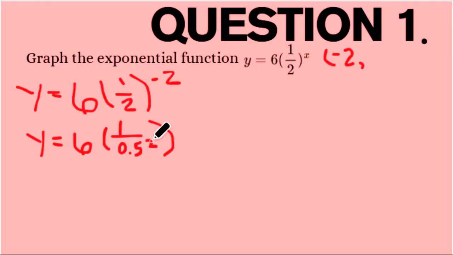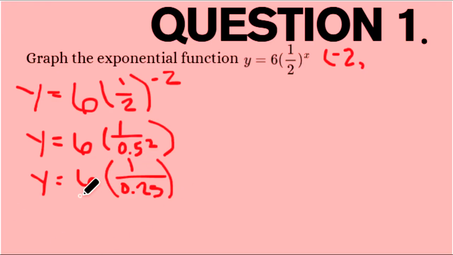Okay. So now we have y equals 6 times 1 over, I know that 0.5 squared becomes 0.25. I finally learned that. Now that I'm 42 years old. Now we just multiply straight across. This really is 6 over 1. So we end up with 6 over 0.25.